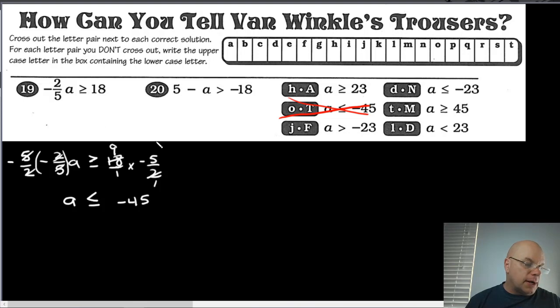Okay, problem number 20. 5 minus a is greater than negative 18. This one looks a little easier at first glance, but there's actually something kind of tricky about it.